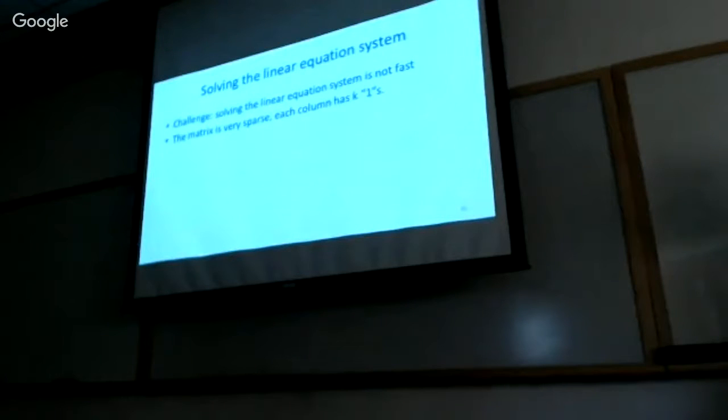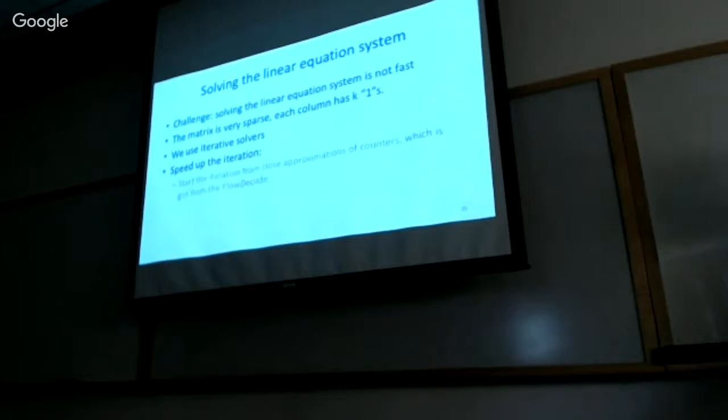We observe that the matrix is very sparse because each column corresponds to a flow, and each flow is hashed to 3 or 4 cells. So each column actually has only 3 or 4 ones. So we can use iterative solvers to make it faster. In addition, we speed up the iteration in 2 ways.